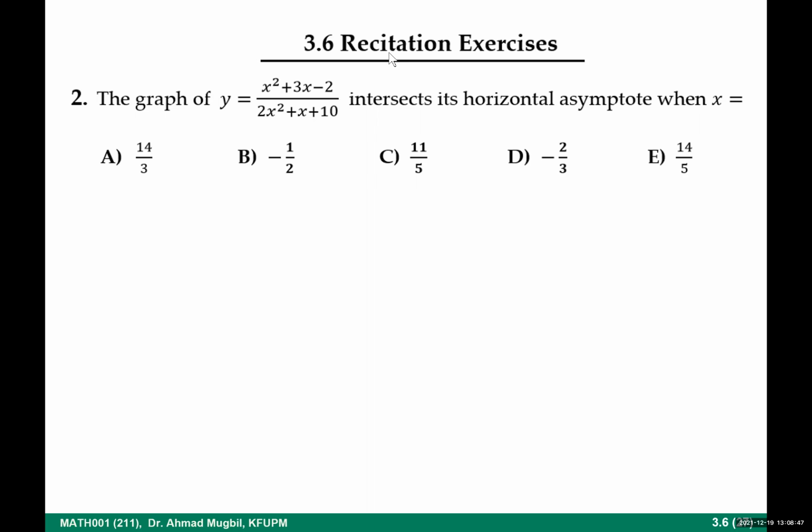What is the concept behind this? What do you need to do first? What is the first thing you need to do? Find the horizontal asymptote. What is the horizontal asymptote? y equals a half is the horizontal asymptote. For those who didn't find the horizontal asymptote, what will you do?